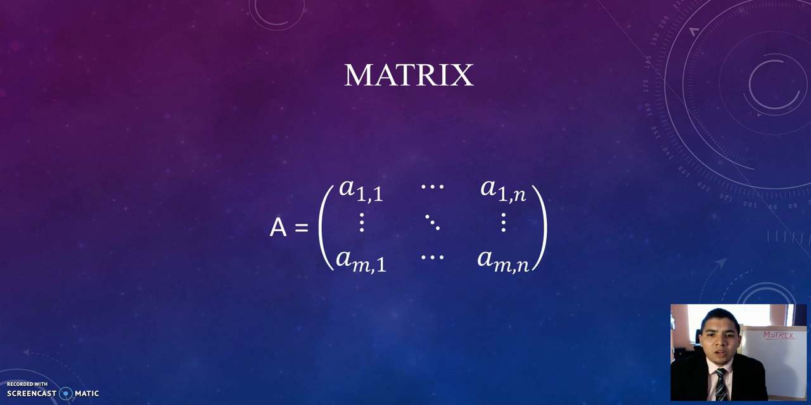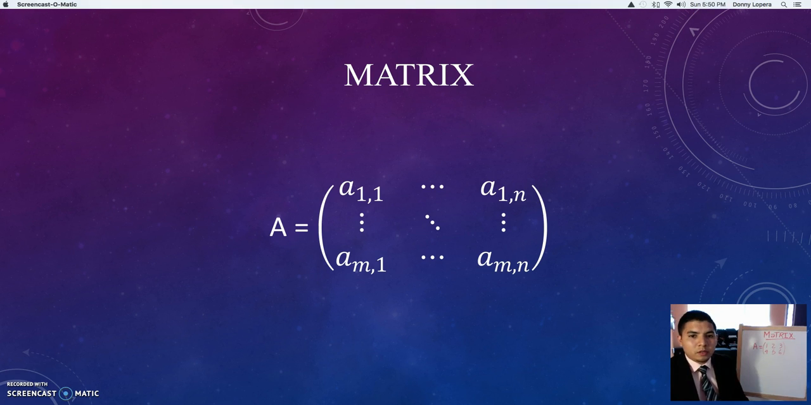A matrix is a rectangular array of numbers called elements, consisting of m rows and n columns. This is said to be a matrix of order m by n. For instance, here is a 2 by 3 matrix, an example I'm going to write on the board. This is a matrix of 2 by 3: 2 rows and 3 columns. Matrices can be used to solve linear equations. Here are the basic properties of matrices in algebra.